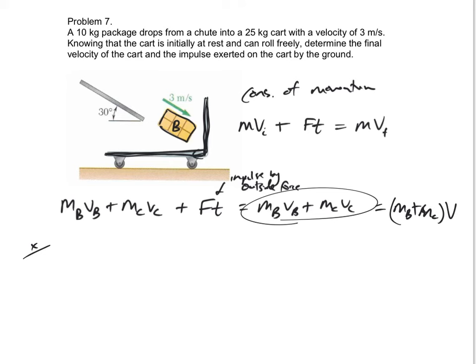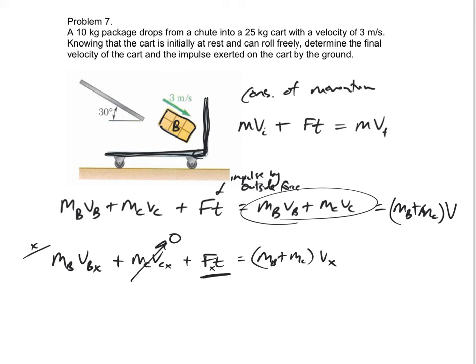So I'm going to only look at the mass of the block times the velocity of the block in the x initially, plus the mass of the cart times the velocity of the cart in the x, plus any impulse by an outside force in the x direction, is equal to (mb plus mc) times the velocity in the x direction. Initially, the cart had a velocity of 0. It started from rest. An impulse by an outside force. What could create an impulse? A force times time.